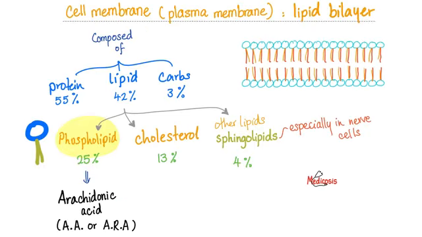Your cell membrane, also known as plasma membrane or cytoplasmic membrane, is a lipid bilayer. Here's the first layer and the second layer. Bilayer. It is made of proteins, lipids, and carbohydrates. What kind of lipids? All kinds of lipids, such as phospholipids, cholesterol, and other lipids, for example, sphingolipids in nerve cells. To learn about sphingolipidoses, see my biochemistry playlist. Today we'll focus on phospholipids because phospholipids are the source of the arachidonic acid.